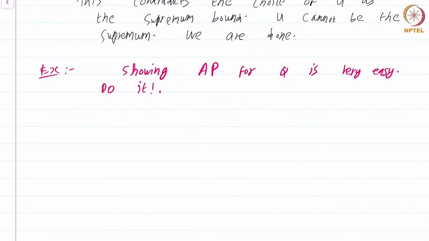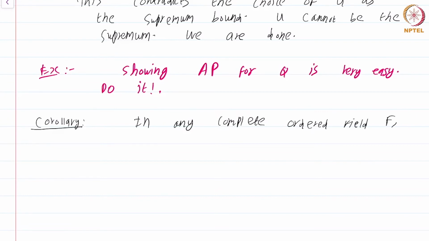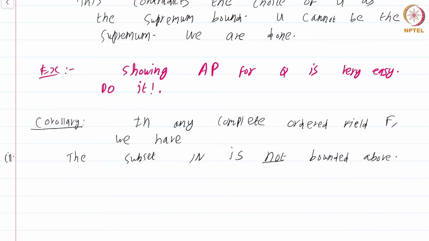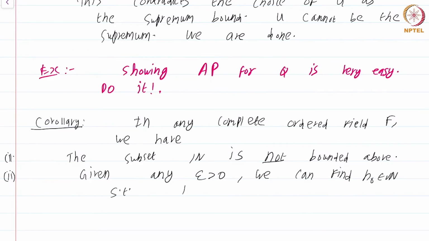We have a nice corollary of this. In any complete ordered field F, we have number 1, the subset N is not bounded above, and number 2, given any epsilon greater than 0, we can find n_0 in N such that 1/n is less than epsilon whenever n is greater than n_0.